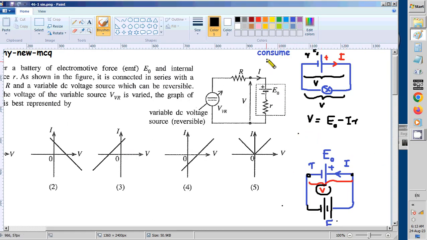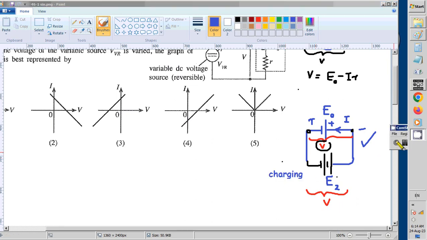So now let us go to our question. Here the current they have shown is this way. So the positive terminal of the battery is here. So from these instances, which one you have to select, because the current goes into the positive terminal of the battery. So this is the instance that they have done in this question. That means they are charging a battery like this.